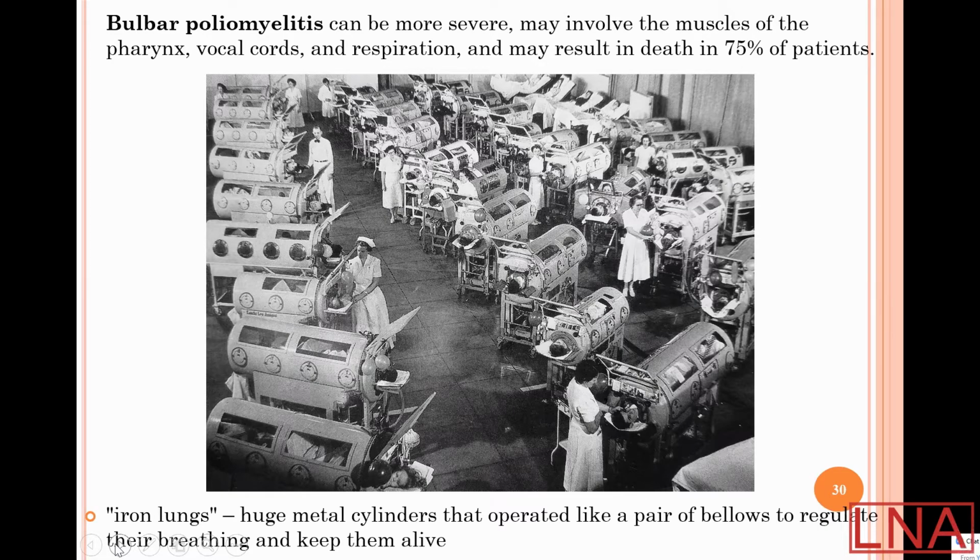On the picture you can observe iron lungs. They are like cylinders that operate like a pair of bellows to regulate the patients' breathing and keep them alive. They regulate the pressure inside: the person is under high pressure and under low pressure. And of course, such pressure primarily involves the respiratory system.